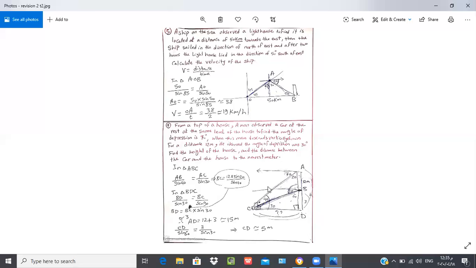I draw a new horizontal, and the ray from the eye makes 30 here. Find the height of the house, and the distance between the car and the house, meaning this part and this part.